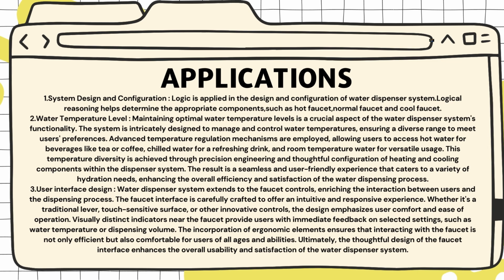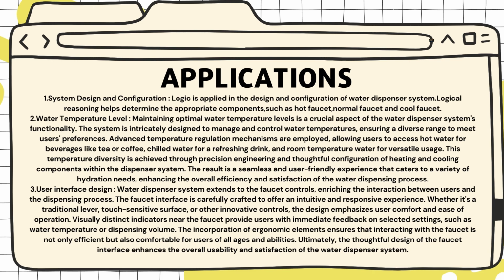So the second is water temperature level. Maintaining optimal water temperature level is a crucial aspect of the water dispenser system's functionality. The system is intricately designed to manage and control water temperature, ensuring a diverse range to meet user preference. Advanced temperature regulation mechanisms are employed, allowing users to access hot water for beverages like tea or coffee.